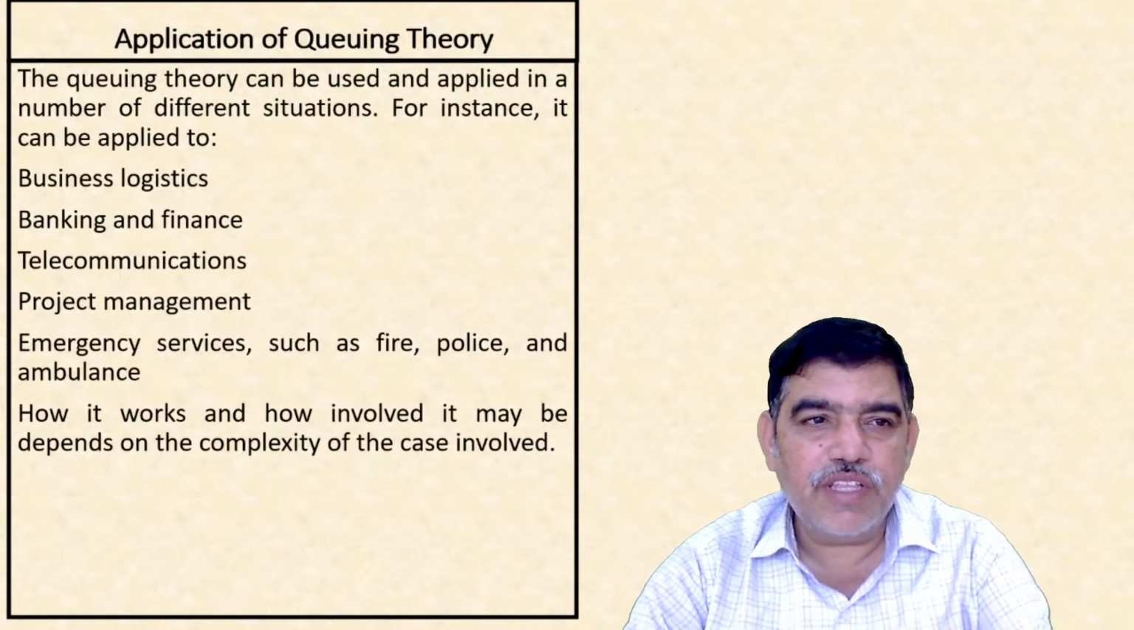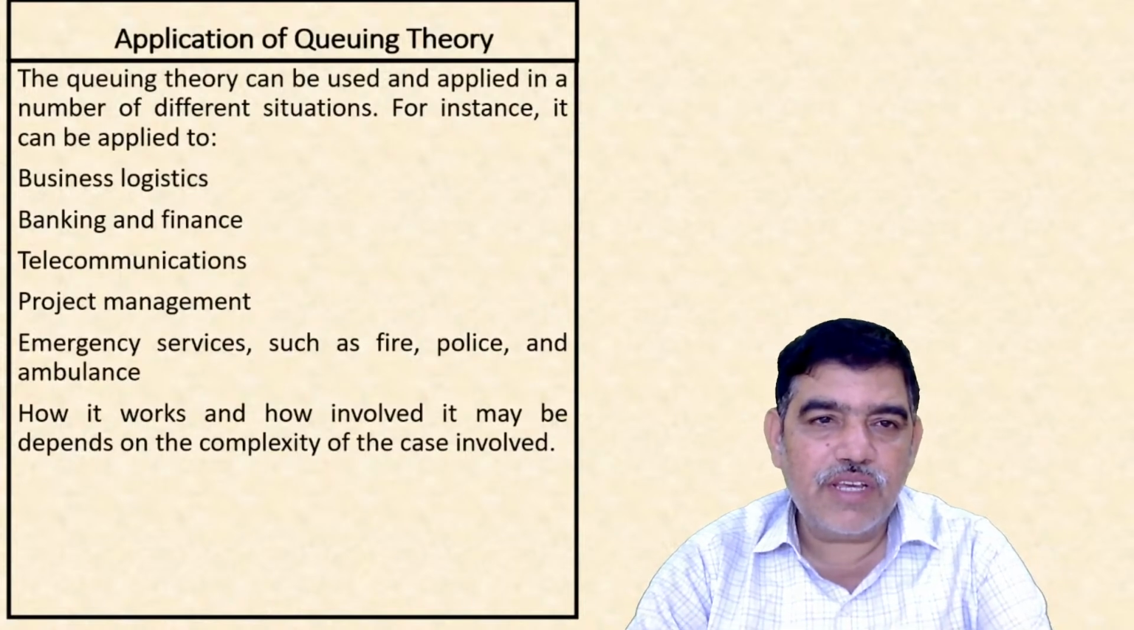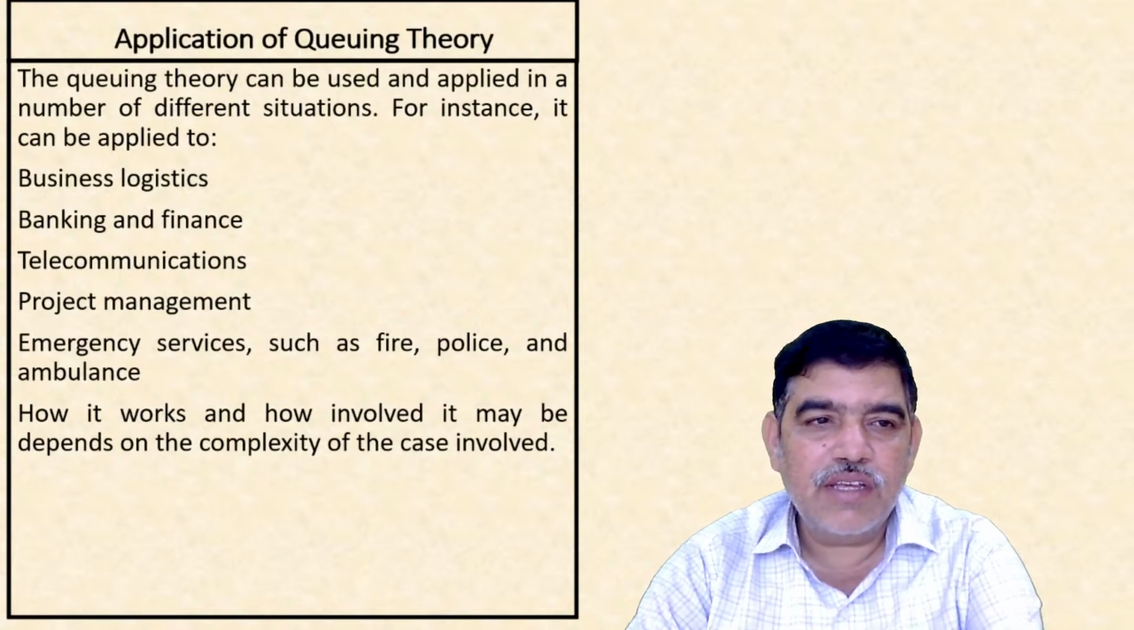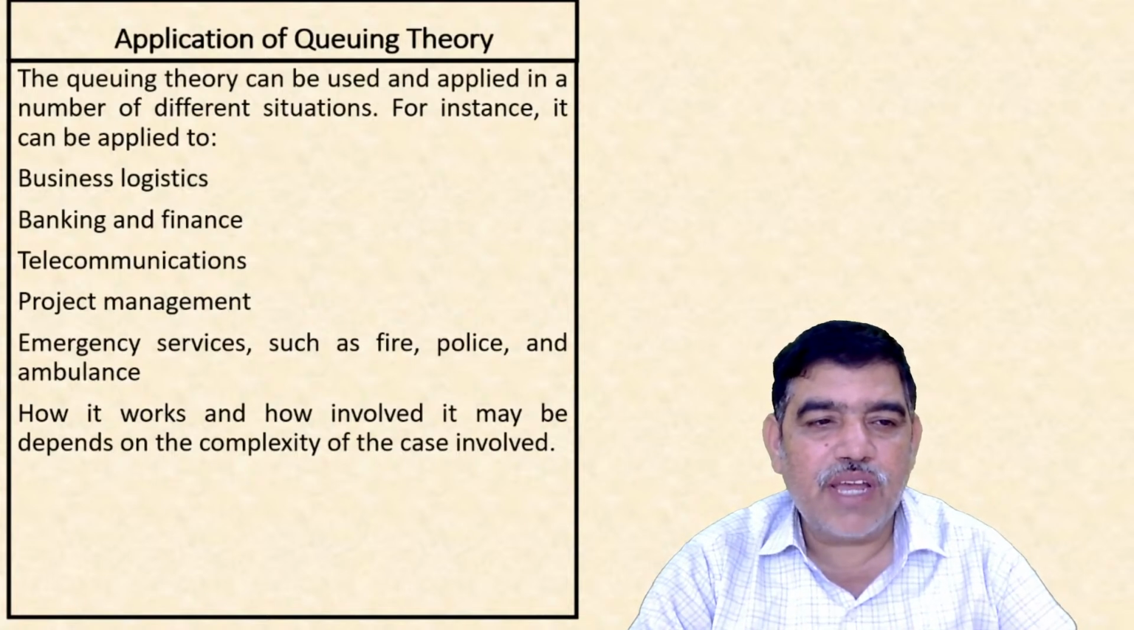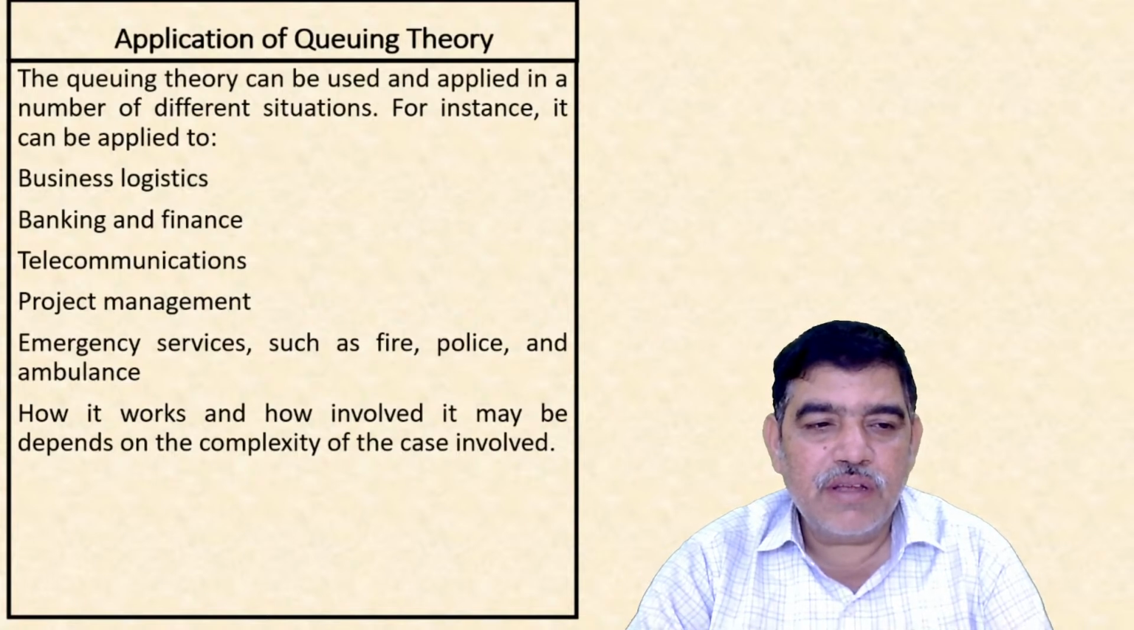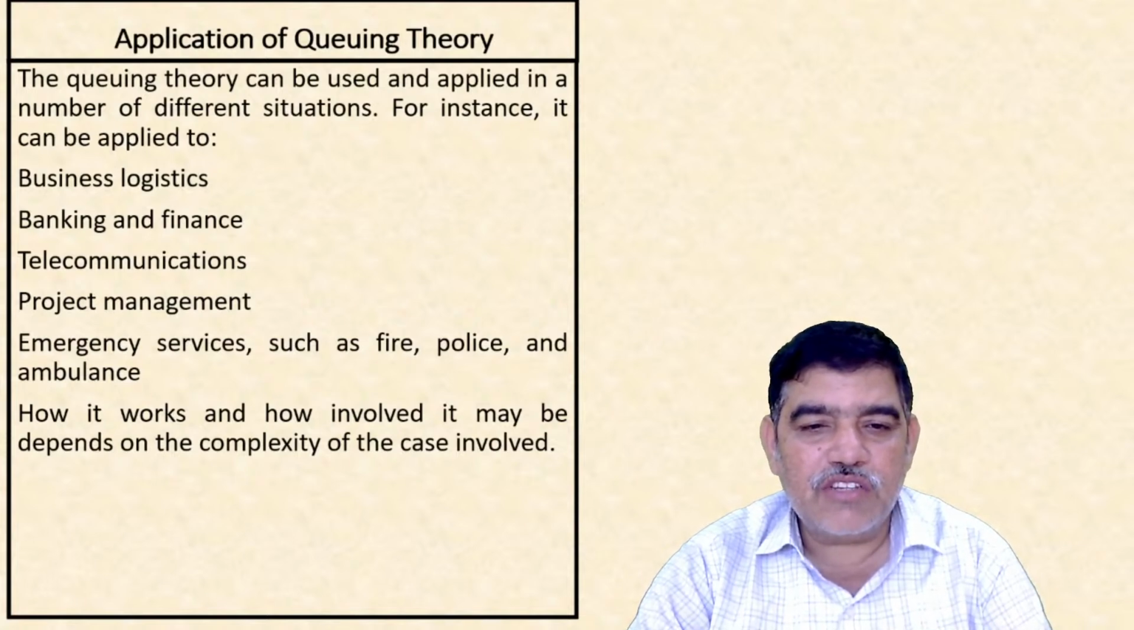Then the application of queuing theory. Queuing theory can be used and applied in a number of different situations. For instance, it can be applied to business logistics, banking and finance, telecommunication, project management, and emergency services such as fire, police, and ambulance. How it works and how involved it may be depends on the complexity of the case involved.